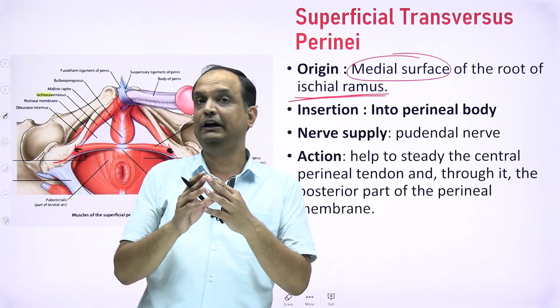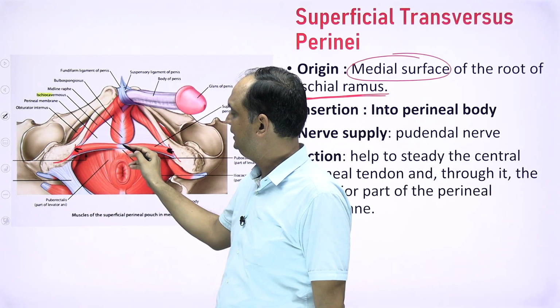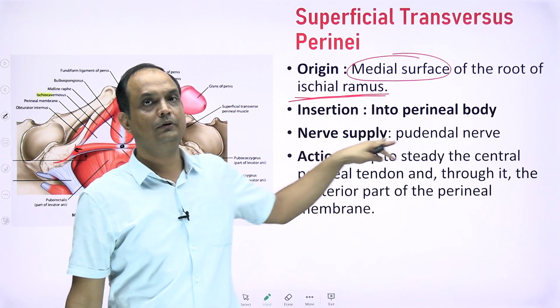Insertion is very easy to understand. Here you can see that it is a horizontal muscle, it goes towards the midline and inserts into this body known as the perineal body. Now, the nerve supply is the pudendal nerve.